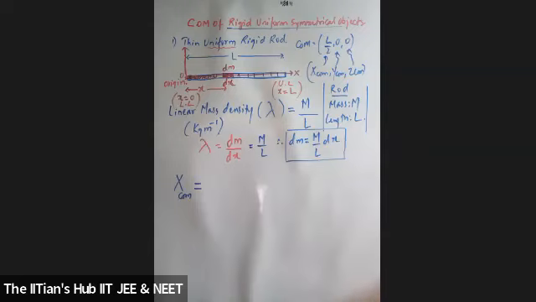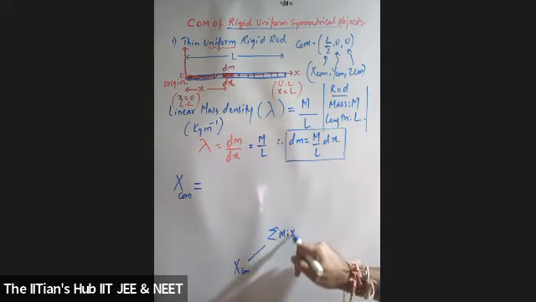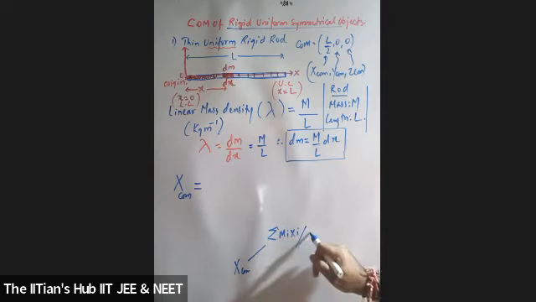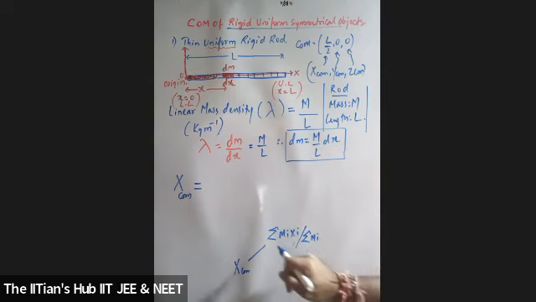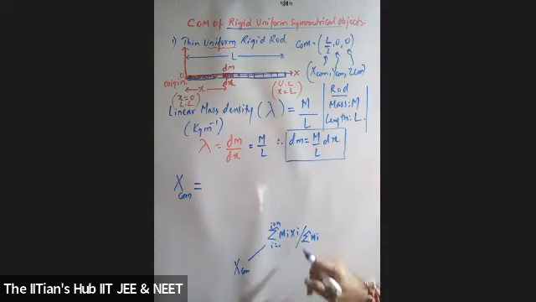What's the formula? Sir, there are two formulas for xcm. One is the algebraic sum of mi xi upon the algebraic sum of mi, where i equals 1 to n. The other you can take is the integration of dm into x, 0 to m, upon the integration of dm. Yes, the integration of dm into x, I can go for upper limit and lower limit. Here, the integration of dm is from 0 to m.